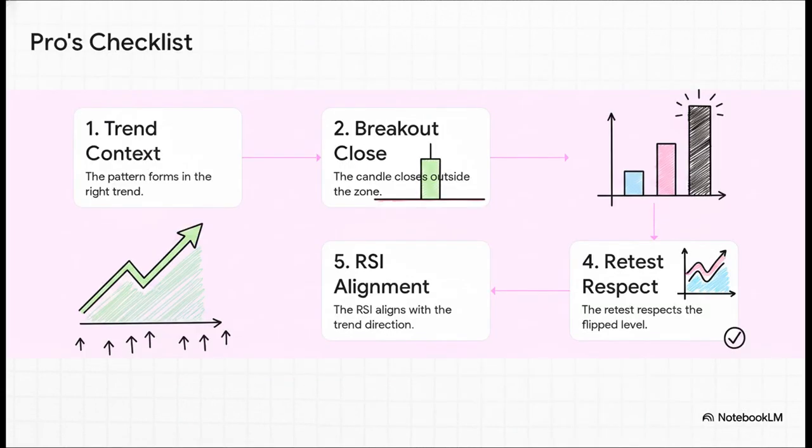So let's build this out into a real professional checklist. Number 1, does the pattern actually align with the broader trend? 2, do you get a solid candle close beyond that key level, not just a little wick poking through? 3, is there a big surge in volume confirming that there's real conviction behind this move? 4, does the price come back to retest that breakout level and actually hold? And 5, does a momentum indicator like the RSI agree with the move? Ticking all of these boxes is how you turn a good idea into a high-probability trade.